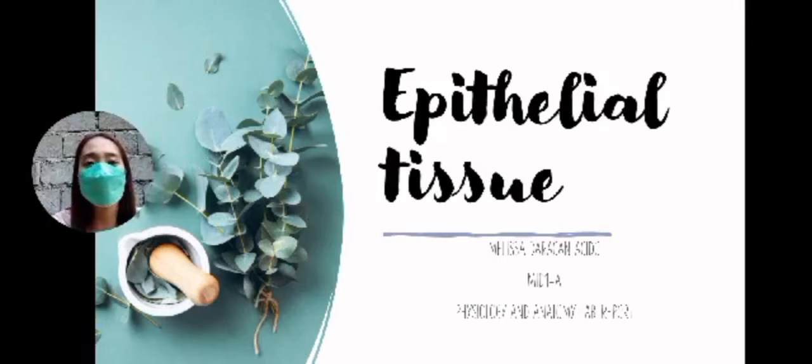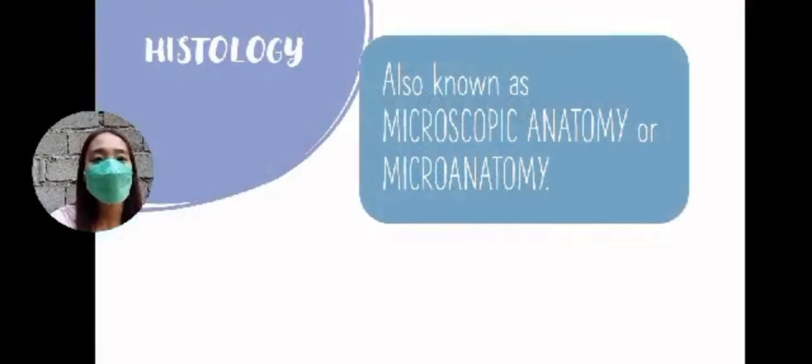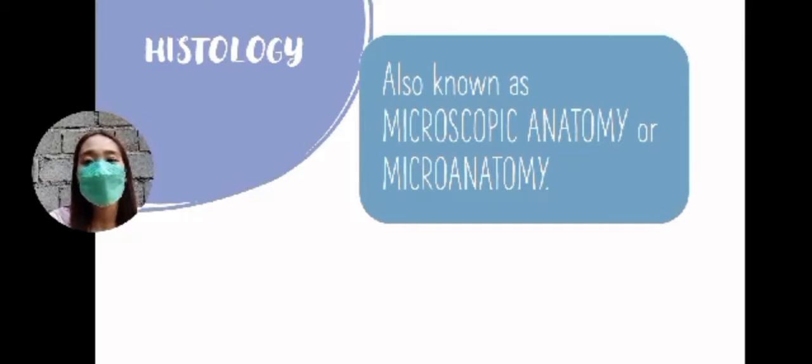For today's video, we're going to discuss the epithelial tissue. So first, what is histology? Histology is also known as microscopic anatomy or microanatomy. It is the branch of biology which studies the microscopic anatomy of biological tissues. So histology is a microscopic counterpart to gross anatomy, which looks at larger structures visible without a microscope.